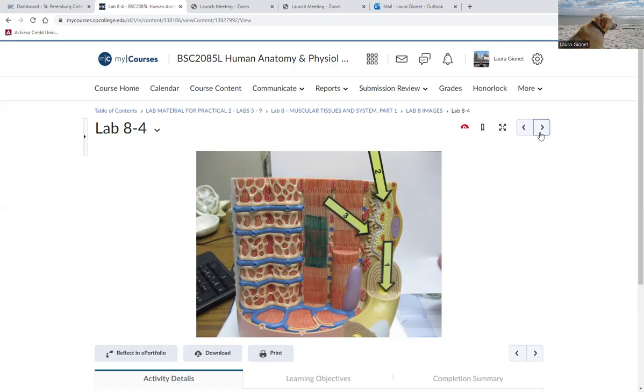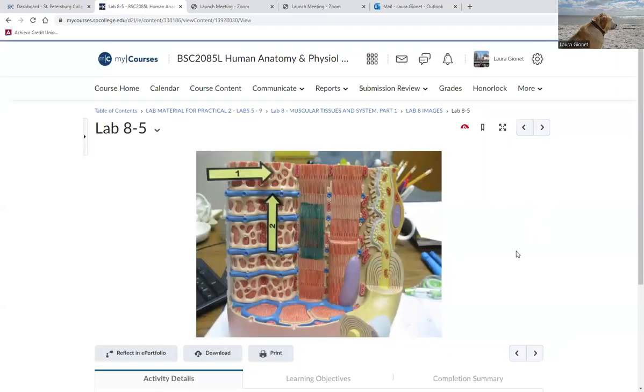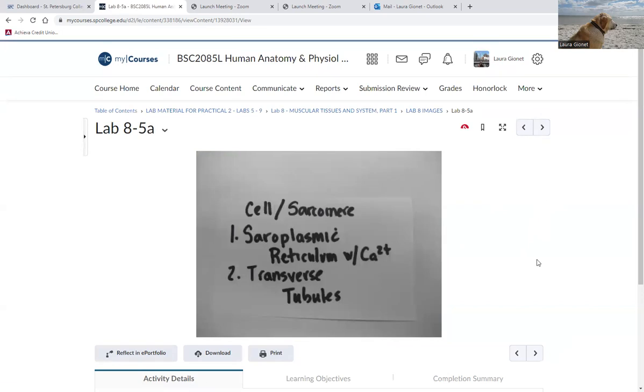So hold on. All right, so 1, 2, 3, we're looking at the neuromuscular junction on a model. We have the motor neurons, synaptic vesicles storing their acetylcholine, and the sarcolemma. This is the same model, but it's pointing to the blue tubules versus the light peach network: the sarcoplasmic reticulum that stores and releases calcium, and the transverse tubules that carry an impulse to the interior of the cell.